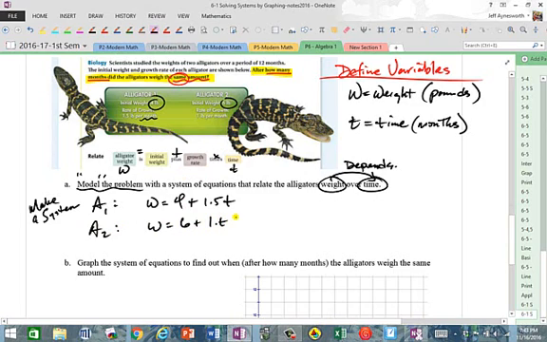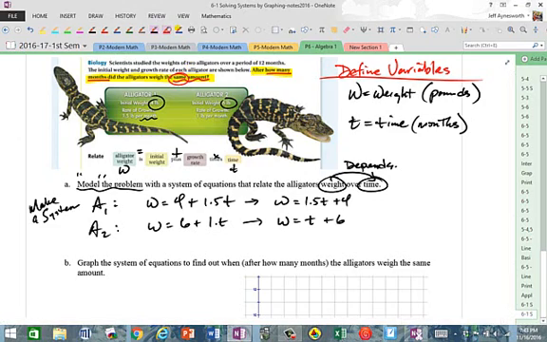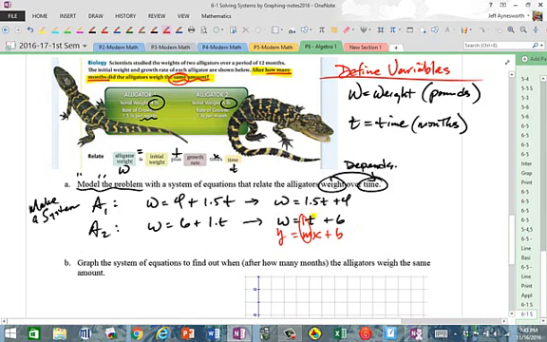You guys, this is the same as y equals mx plus b. Instead of y and x, I'm using w and t. So let me rewrite this. W here is equal to 1.5t plus 4. And on this one, W is equal to 1t, or just t, plus 6. Why do I do that? Well, it looks like y equals mx plus b. This is your slope and this is your y-intercept.